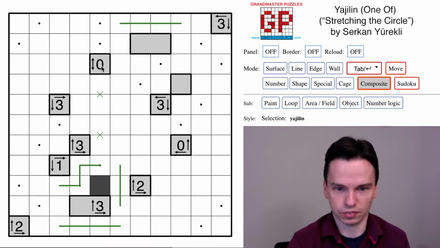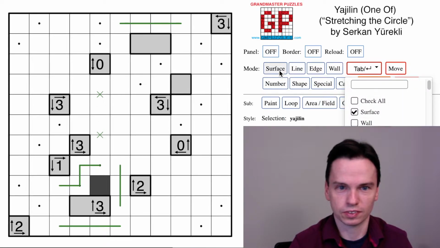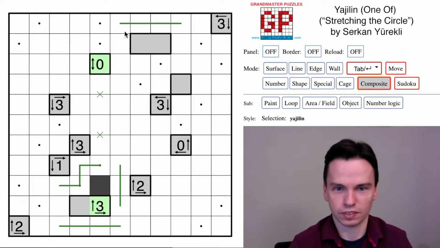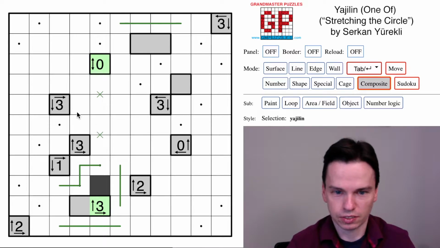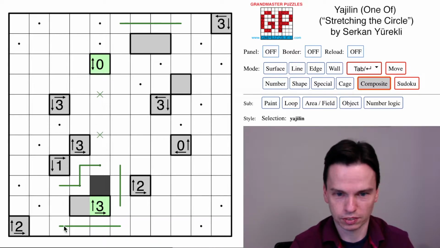And these clues are fulfilled. I will just turn on surface and come back to shading these in green, so we know when we've marked those off. The next thing to think through is probably this 3 clue, because it looks like the down is always forced to be off because there are only 2 cells left for it. So this has to take 3 cells over to the right.